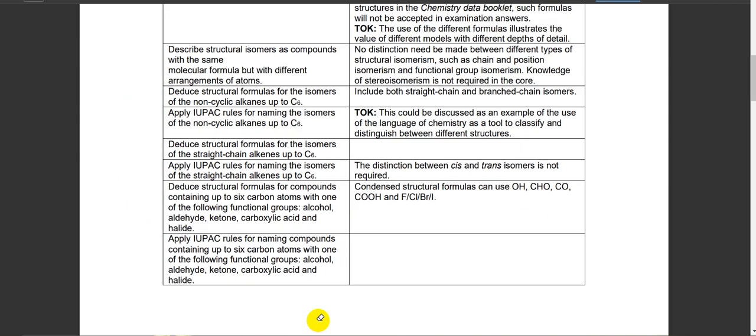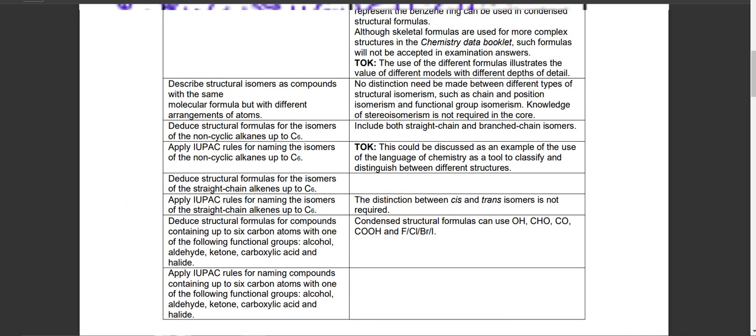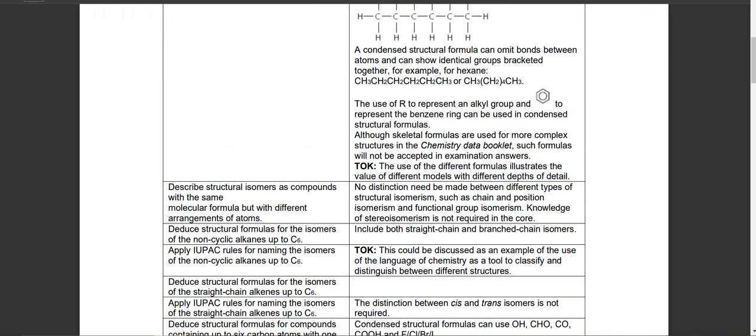Okay, next up we describe structural isomers as compounds with the same molecular formula but with different arrangements of atoms. Another new vocabulary for you: isomers. What are isomers? This is a very popular term in organic chemistry. Again, this is because carbon is very, very flexible in terms of bonding.